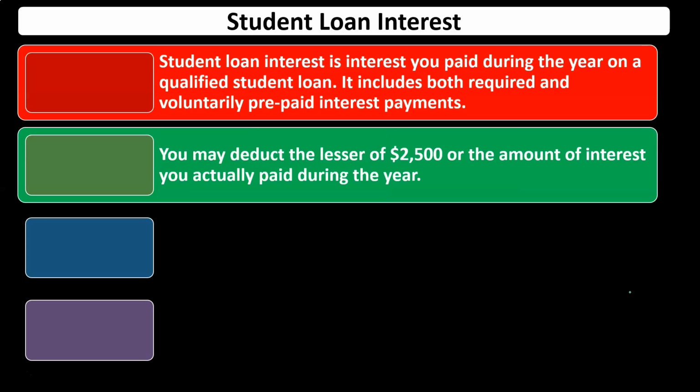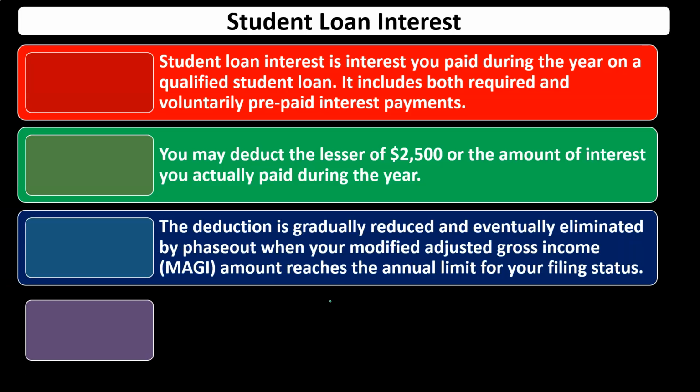You may deduct the lesser of $2,500 or the amount of interest you actually paid during the year. So there's a cap of that $2,500. So if they paid more than that in student loan interest, then you're going to see that it's going to cap, and you're going to want to know what that cap is and why it has been applied.